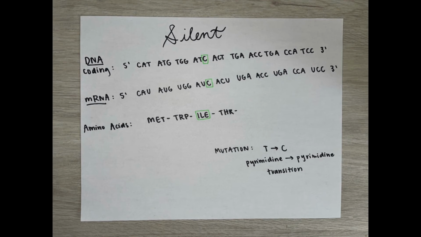The third type of point mutation is called a silent mutation, where the base that is changed still causes the same amino acid to be translated as the original sequence. Thymine was replaced with cytosine in this case, meaning that the pyrimidine was substituted with another pyrimidine. This is another example of a transition.